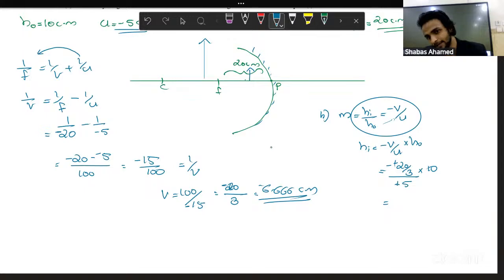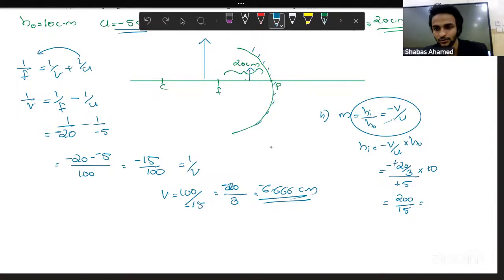So it will be equal to 200 divided by 15 again. So in this case, it will be an enlarged image. So it will be equal to 200 divided by 15.